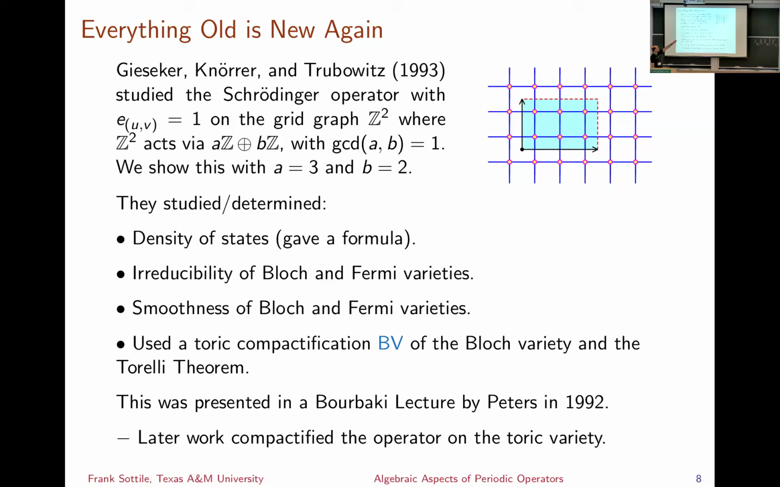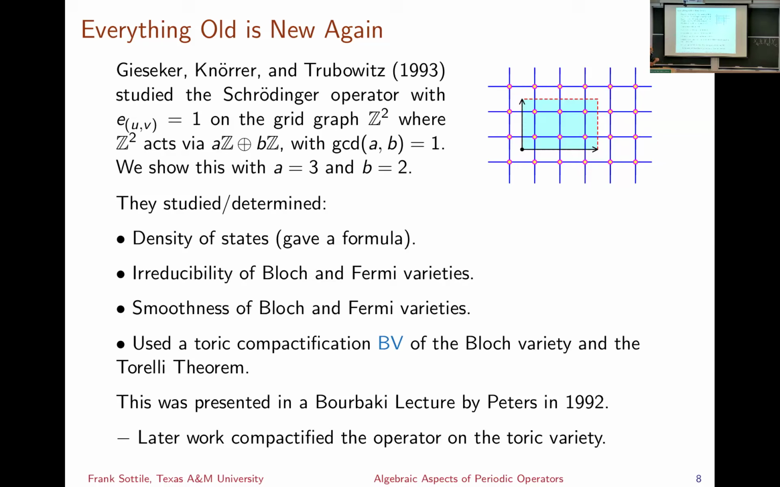The easiest graph is just, in this case, Z2, where you connect up nearest neighbors on the lattice. But then the action of the free abelian group is through a coordinate subgroup of Z2. So aZ plus bZ is how Z2 acts on this graph, and they want the greatest common divisor to be 1. I think it's probably not hard to extend the results to the more general case. Here's a picture of it when a is 3 and b is 2. People call this an expansion.